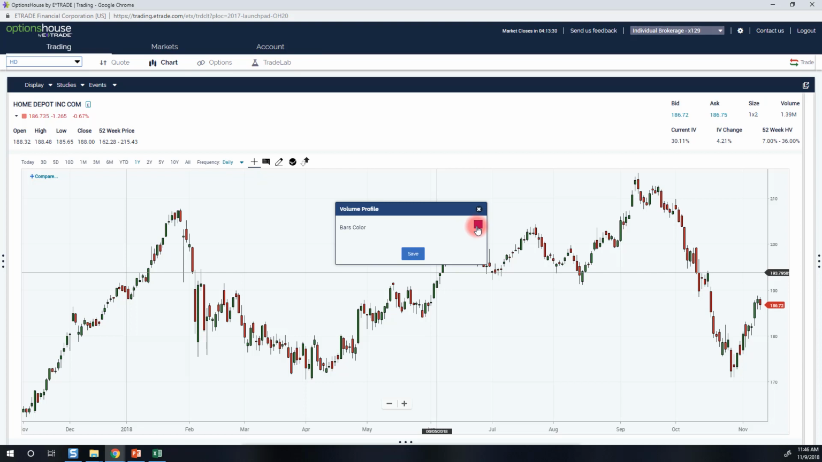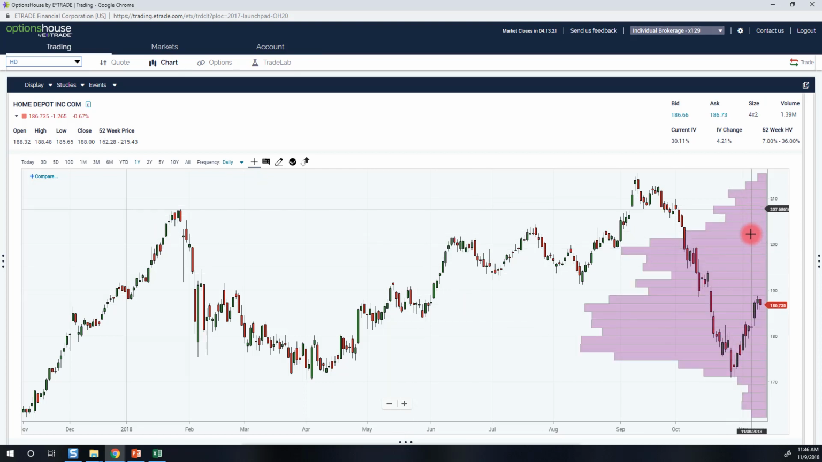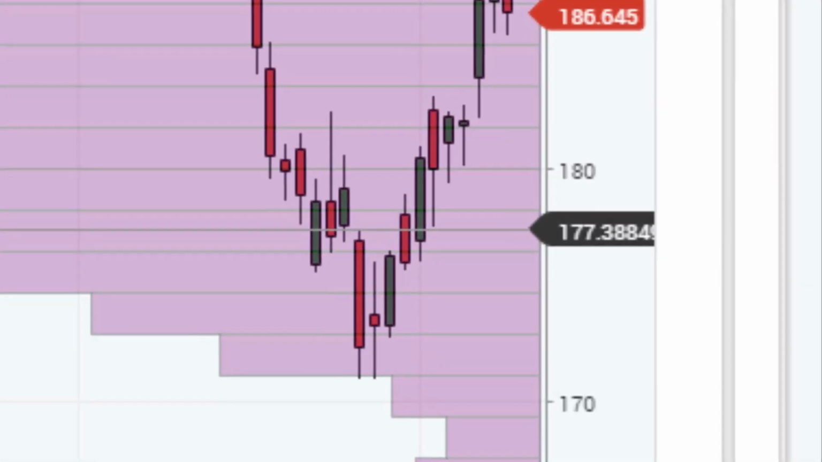Now again, some platforms are going to say, do you want to separate into negative and positive volumes? But we don't get that choice here, so let's just stick with the defaults. And there are the bars. One of the first things you'll want to check is the longest bar, and that's right here. So I'm going to line up my crosshairs right there. I'm sitting right about 177, 178.